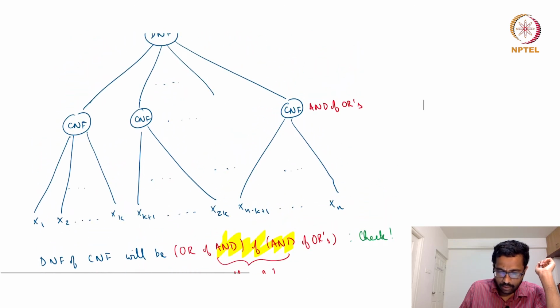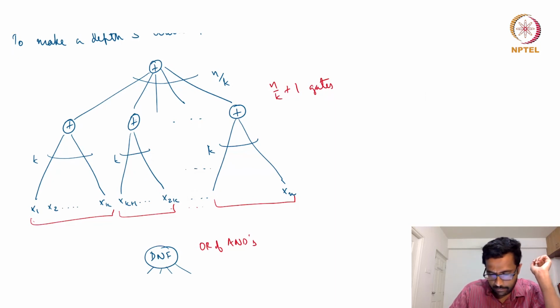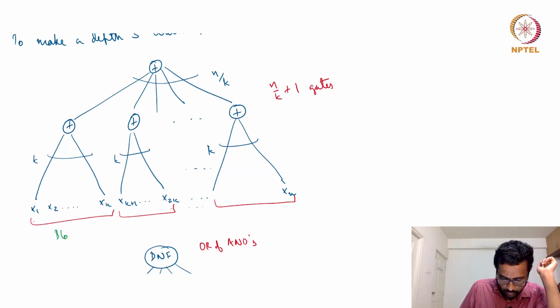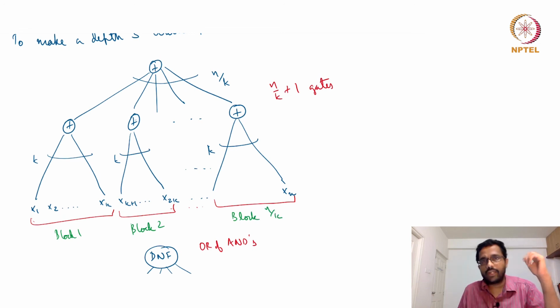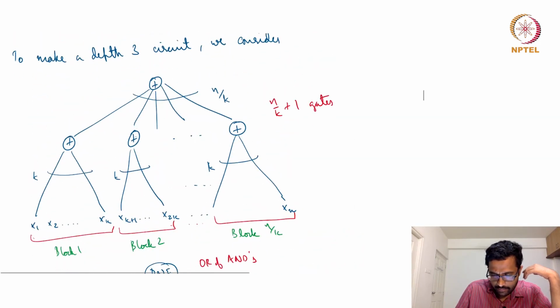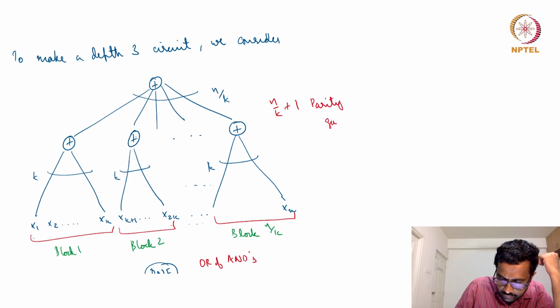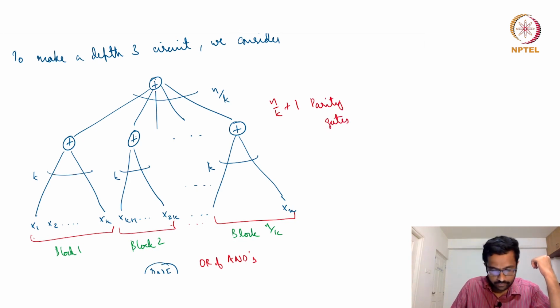The size here will be optimized when, so this was our starting point, recall, you do it as n by k blocks, block 1, block 2, up to block n divided by k, each block had k inputs. And the number of gates will depend on the number of blocks. Here we have n by k plus 1 gates is what I said, but this is a parity gate, and unfortunately this is not a gate that is available to us. What we have is just AND and OR and NOT gates, of course.